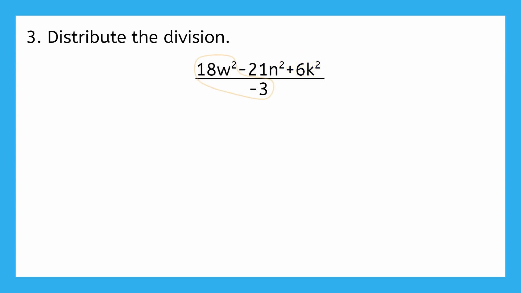I know that 18w squared has to get divided by negative 3, so I'll write that as a fraction as its own term. Then 21n squared has to get divided by negative 3, and the operation here is subtraction. So when I write it as its own fraction, that becomes minus 21n squared over negative 3. And for my last term, it's being added, so that will look like plus 6k squared over negative 3.